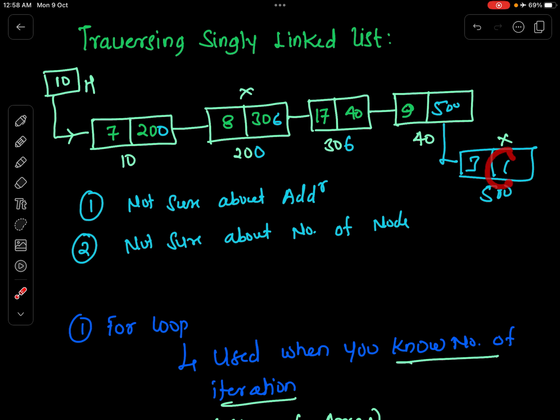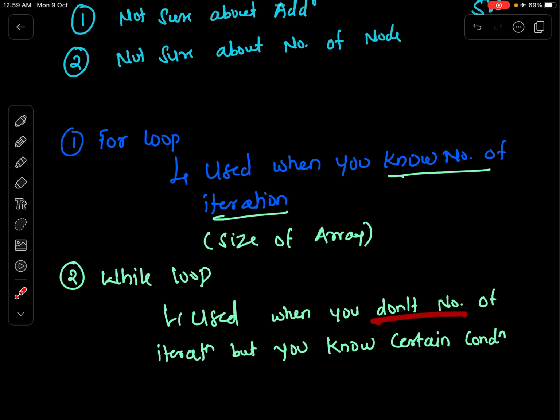Absolutely yes. So this is the node which contains a null at its next, which simply says that it is the end of my linked list. Can I say if any node contains a null at its next part, then it means the end of my linked list? So this is the condition I told you. We don't know the number of iterations, but we know the certain condition, that is null. Here we know the number of iterations, that is the size of an array. I hope you understand the difference between the for loop and while loop.